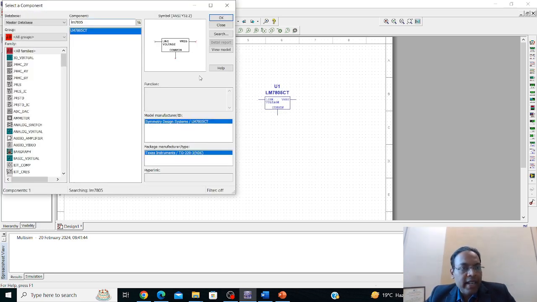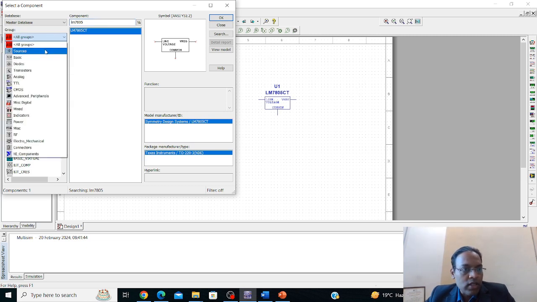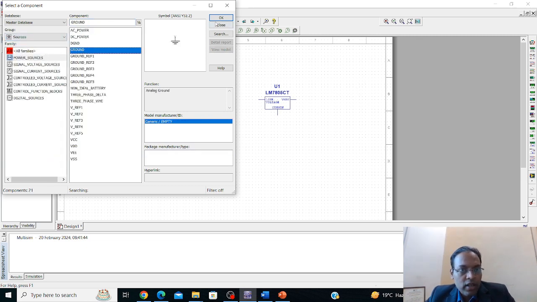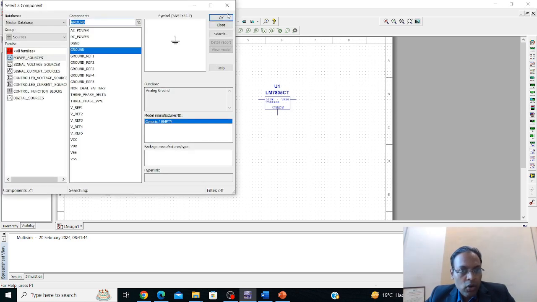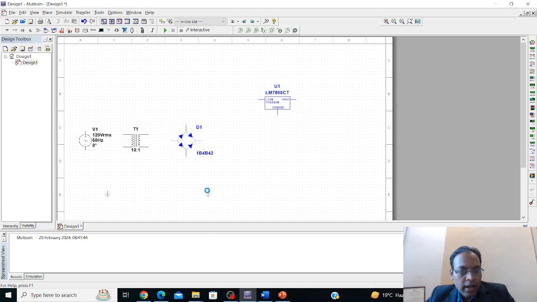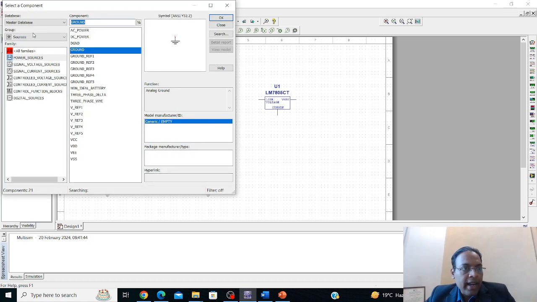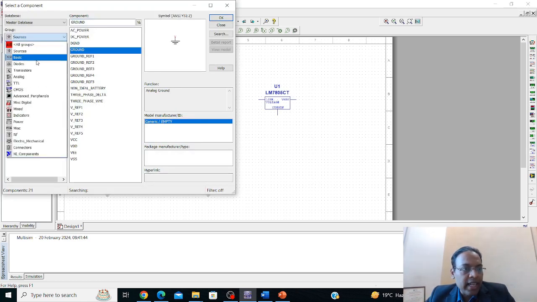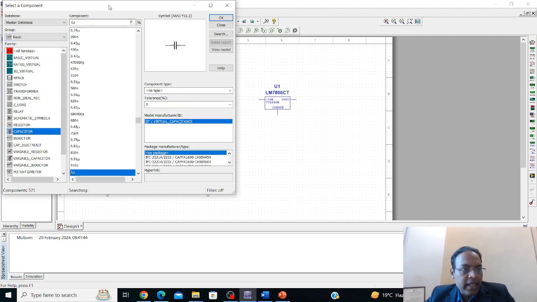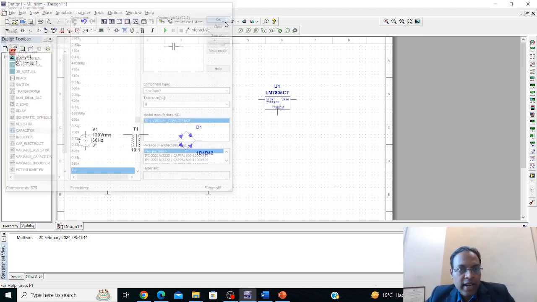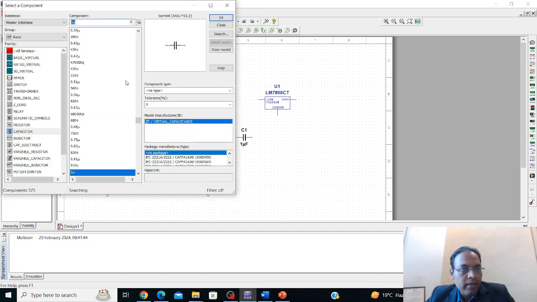Connect the remaining components, and also we have to ground the circuit to perform the simulation, otherwise we will get the simulation error. So here go to Sources, and here you will find the ground option. So pick up this ground, put it here. One more ground we will take here. And now after this we will use a capacitor. So go to Basics. In Basics, here you will find a capacitor. Of any value we can take. Suppose we are taking a 1 microfarad capacitor.